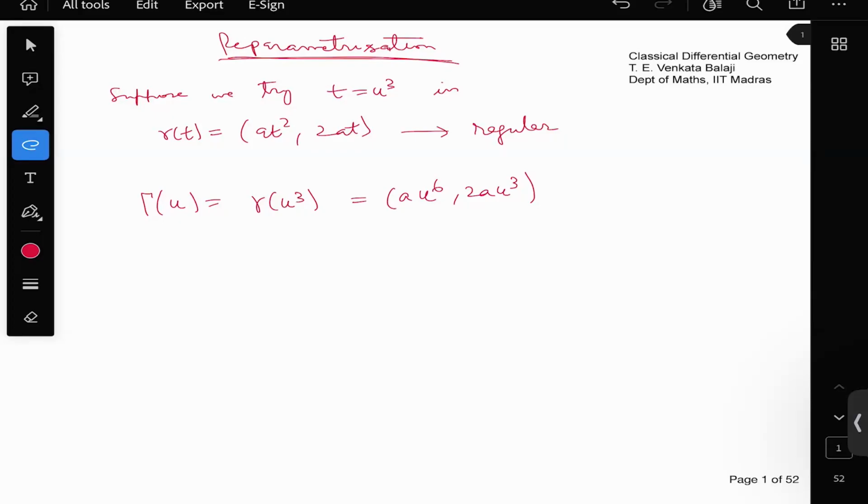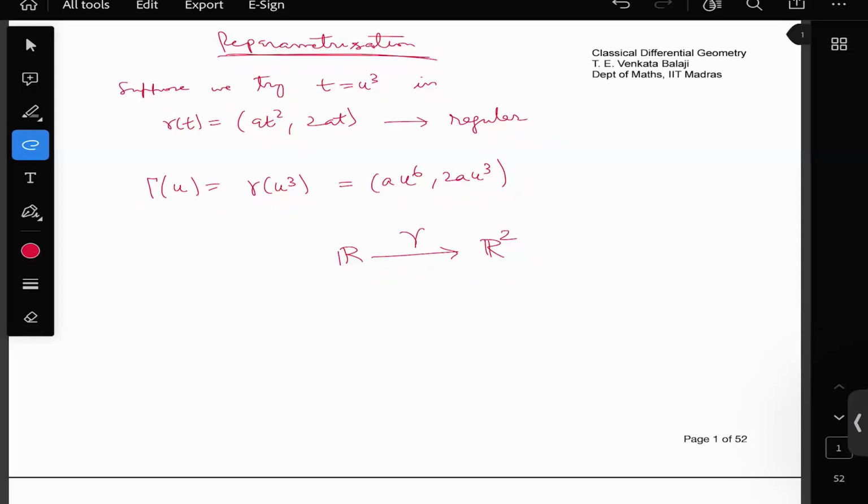So here the picture is like this. You have R, and from R to R2, this is your original gamma, which is t. Let me draw it a little bit bigger. So this is your original gamma, and this is t going to gamma t, which is equal to at squared comma 2at. Now what you are doing is that you are making this reparameterization, and you are just sending u going to t equal to u cube.